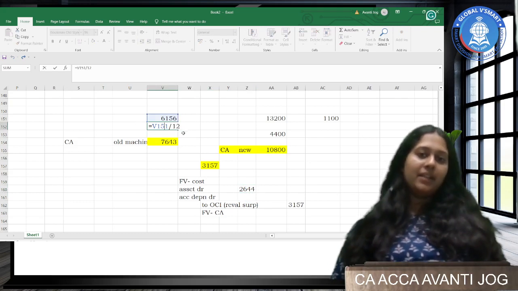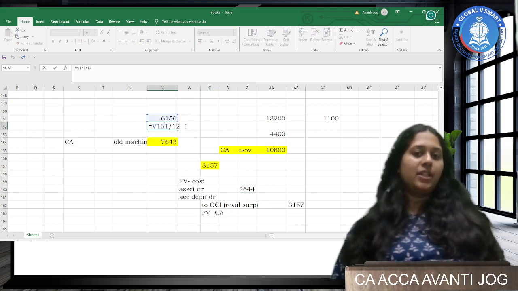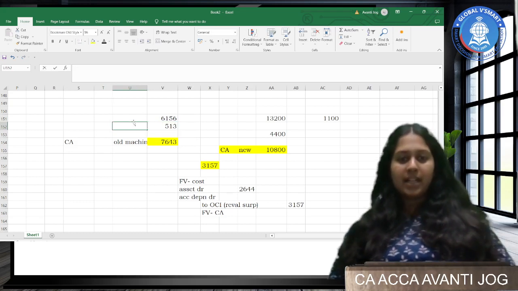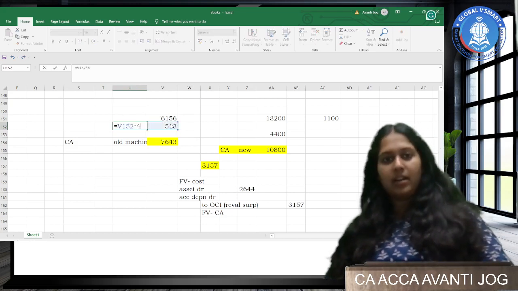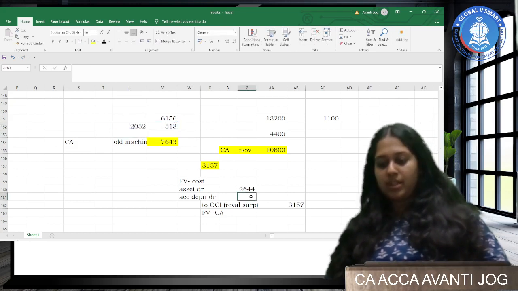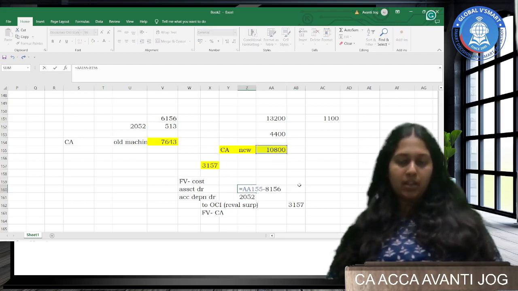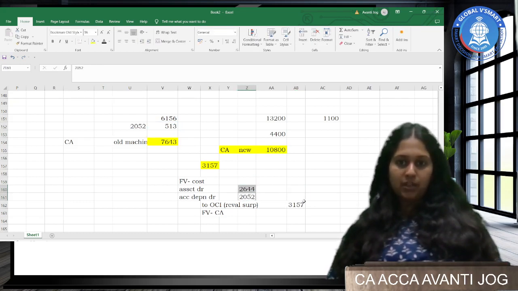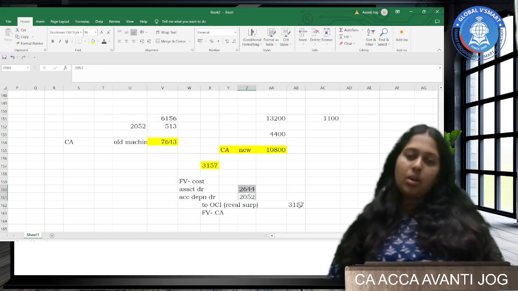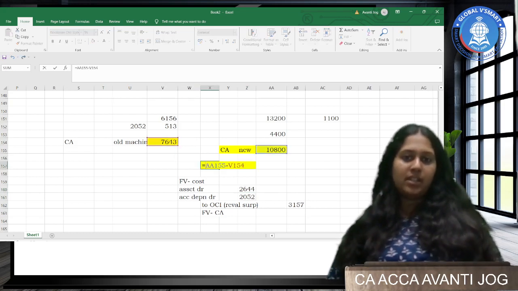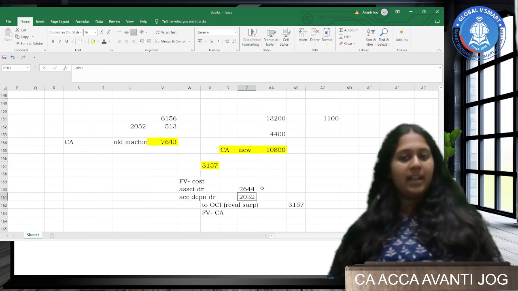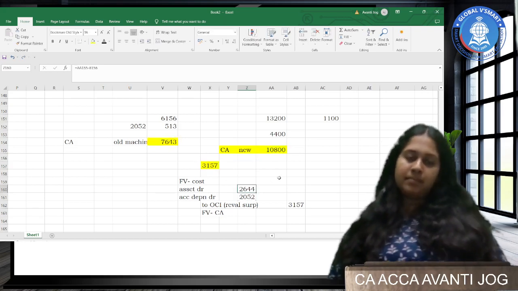यहाँ पे हमने निकालते वक्त देखा है कि एक साल का डेप्रिसिएशन कितना है, तो इसको अगर चार साल से मल्टीप्लाई करोगे तो you will get the accumulated depreciation, which is how much, 2,052. Just a second, we have done something different here because both the amounts should match each other. ओसीआई का वैल्यू है 10,800 और 7,643 का डिफरेंस, ये तो बिल्कुल करेक्ट है। Accumulated depreciation bhi correct hai.